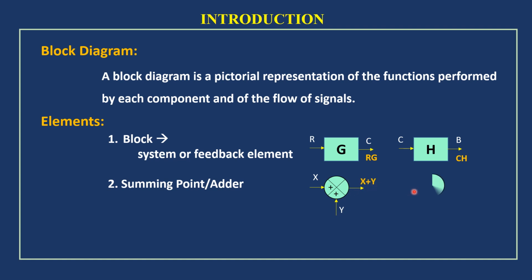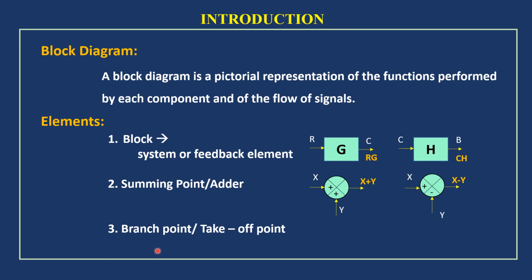Otherwise this summing point can be represented with the combination of positive and negative operators, which is used to get the difference of signals. So here I am giving X and Y as the signals. The output signal flow will be equal to X minus Y, because the negative operator is here for the Y input signal. So X minus Y, this is the difference of signals. So using the summing point, we can get the addition of signals and the difference of signals.